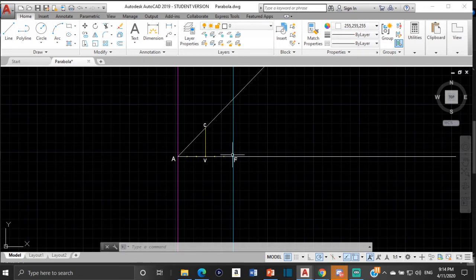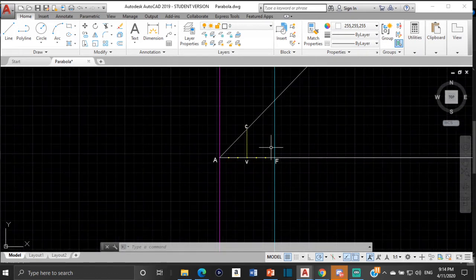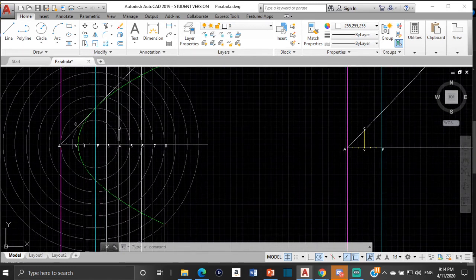Now I'm going to divide this center line into a number of parts. The amount of parts that you divide it into does not matter. The distance between the lines that I used to divide it doesn't matter. The lines don't even have to be equal distance apart.